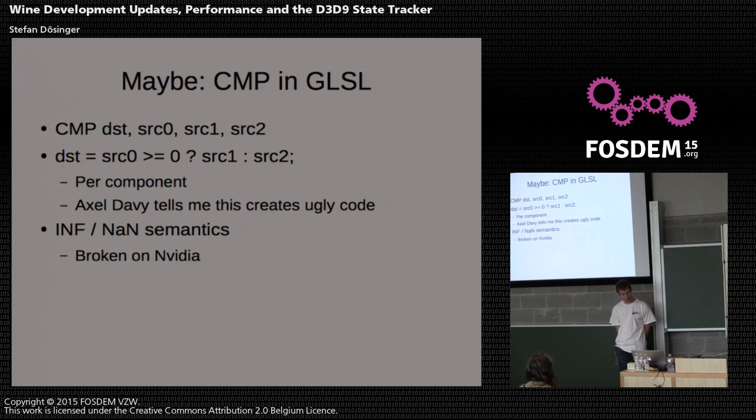So maybe we should think about adding a specific GLSL instruction that matches the semantics of D3D's compare. Maybe that would then remove the necessity for GLSL compilers to optimize those conditional assignments, and would make it easier to support floating point specials. Do you have any thoughts on that? The problem is, making a new GL extension is always a lot of paperwork, and then you have to convince the hardware vendors to implement it and so on. But this is, I think, something to think about.